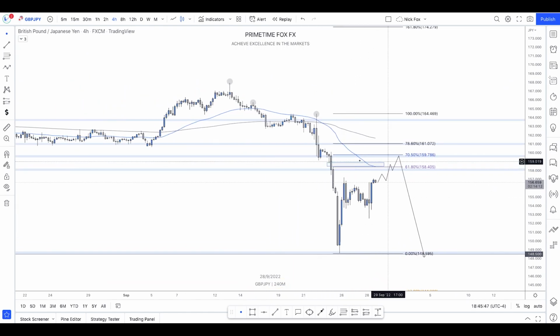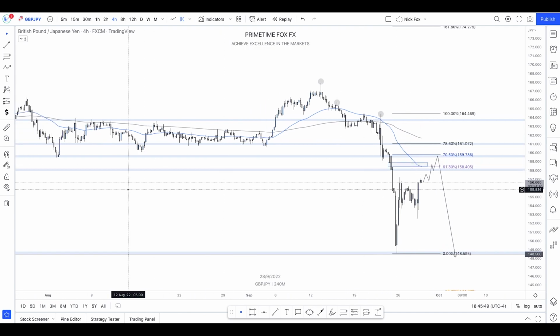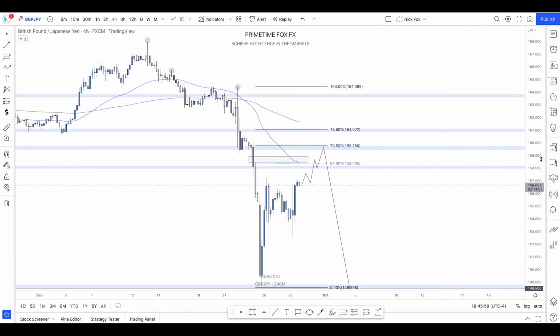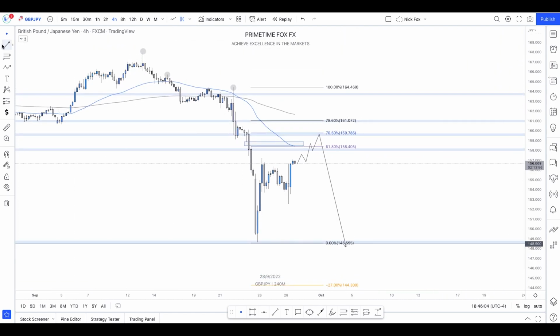So we'll have two specific imbalances filled. We'll have a daily market zone tapped into right here, also a nice resistance level, and perhaps a wick rejection here, right on top of our 160 psychological level. And on this downtrend here, it will be creating a new lower high point, continuing to the downside.